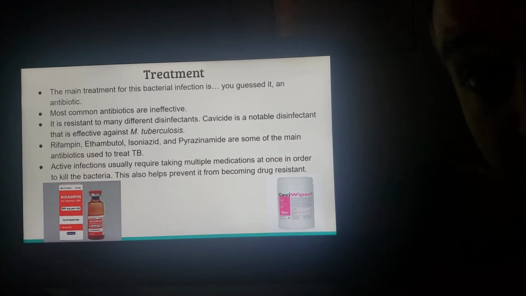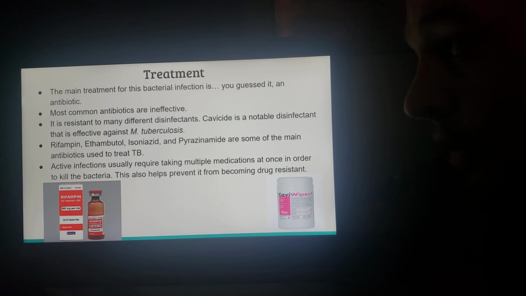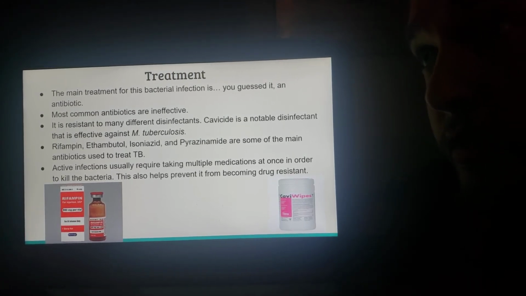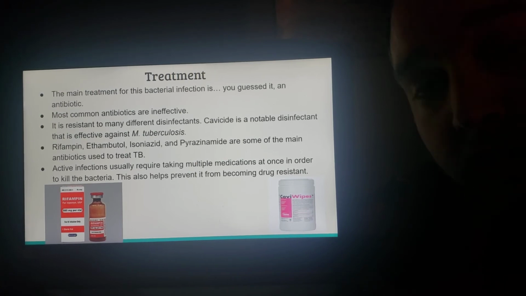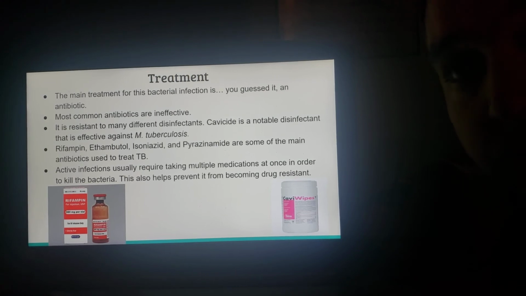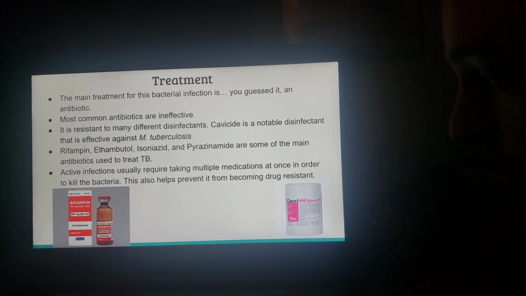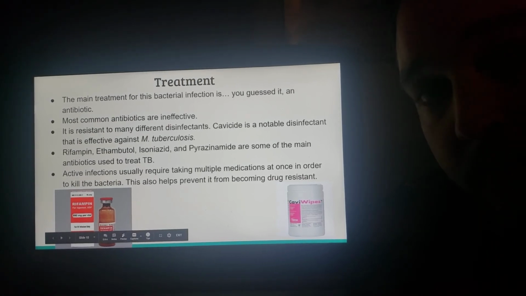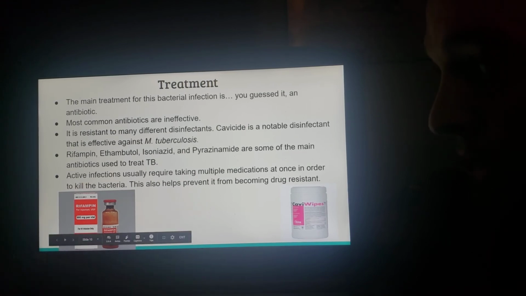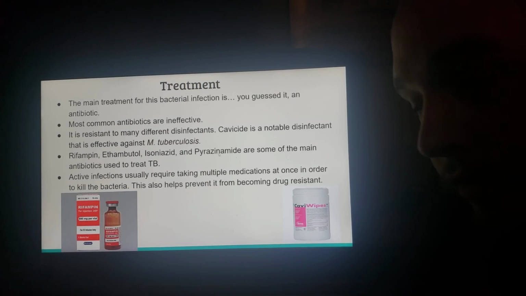And then you have treatment. The main treatment for a bacterial infection is an antibiotic. Although it is stronger than most bacteria, so common antibiotics aren't that effective. It's also resistant to quite a few different disinfectants, one of which that is not, are these Cavi wipes. It's a main brand. If you ever work in the hospital, it's pretty much what you use for everything. It's Cavicide, but it is strong and actually kills Mycobacterium tuberculosis.